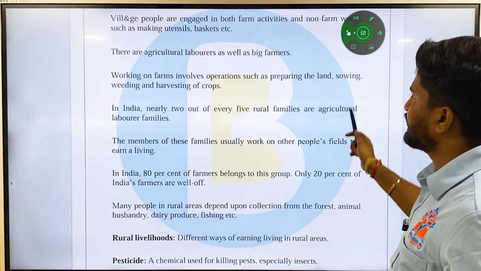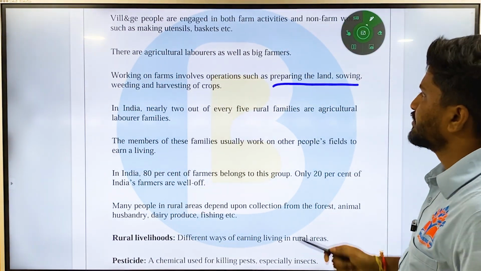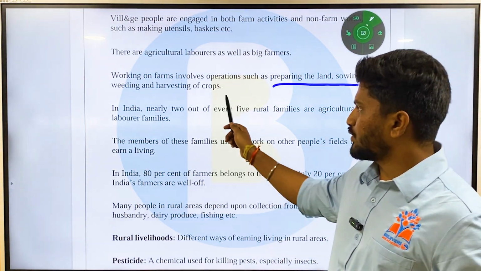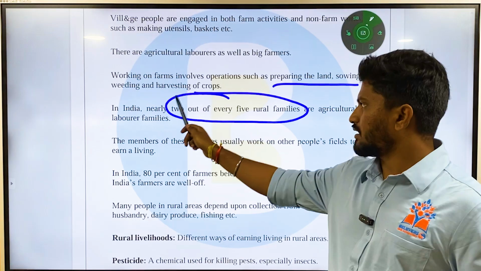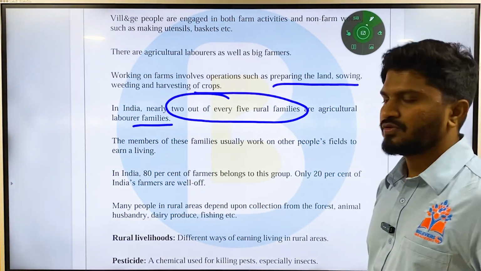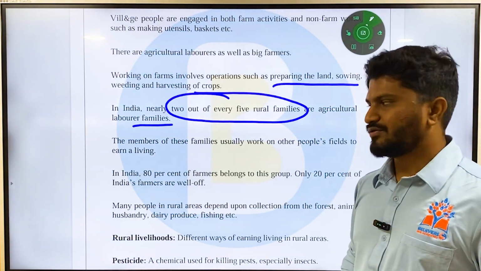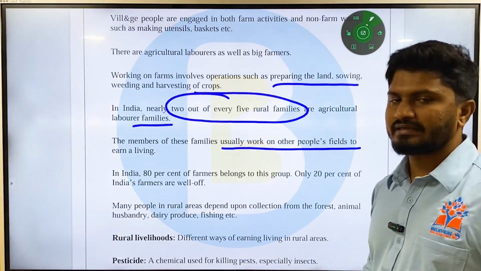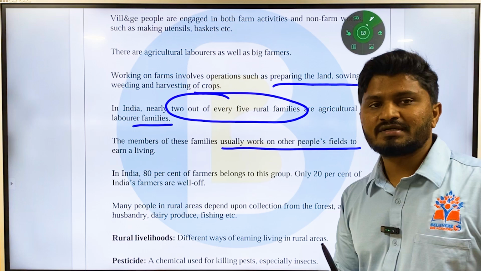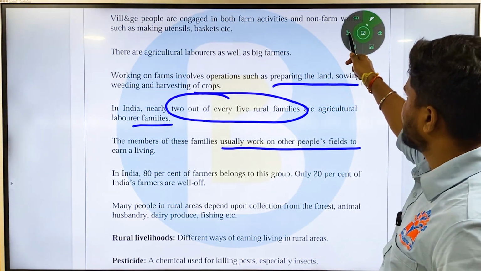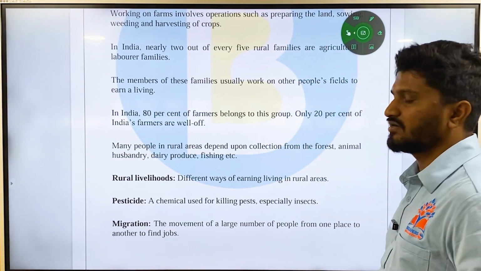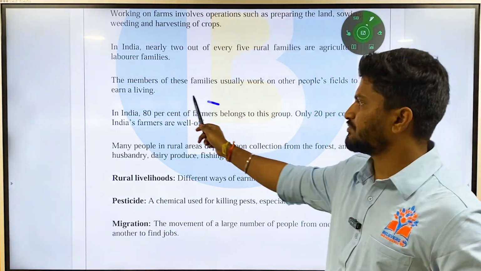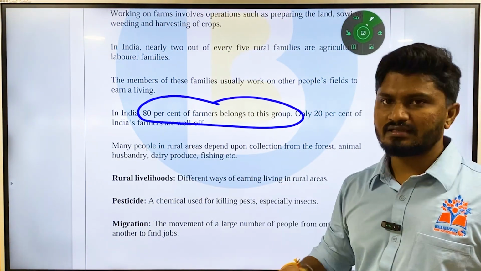For farmers, it involves operations such as preparing the land, sowing, weeding and harvesting crops. And in India, nearly 2 out of every 5 rural families are agricultural labor families. They are dependent on agriculture for their livelihood. The members of these families usually work in other people's fields to earn a living. These are agricultural laborers, not the farmers. They work on others' land for their livelihood. In India, 80% of the farmers belong to this group, that is, they are dependent on another farmer.